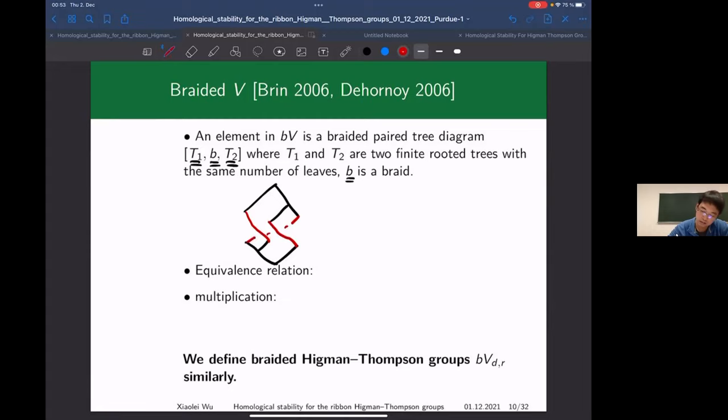And the equivalence relation is also just something you can imagine. You can add in a carrot here, and then you just draw two parallel lines between them. There's nothing funny going on here at all. Split a strand into two, and then they are parallel to each other. In the same way, you can define braided Higman-Thompson groups. Now you split a strand into D strands, but everything else stays the same.